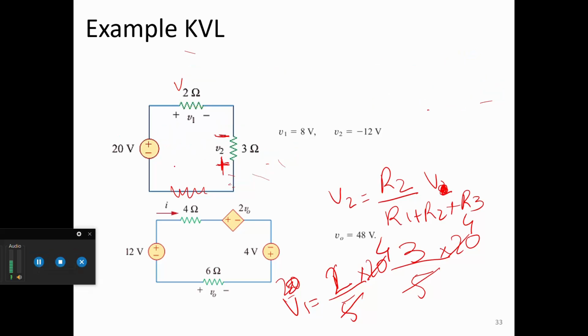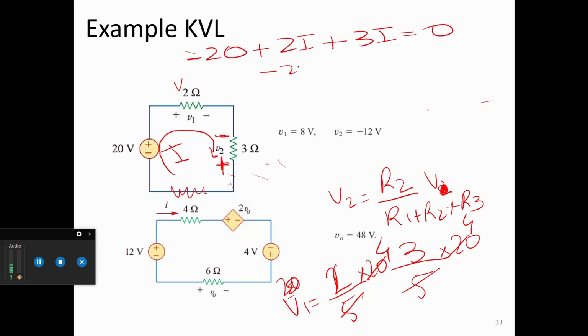And let's say we apply the KVL formula. We assume a current I. We can write this like, solve for I, 20 minus 20 plus 2I plus 3I equal to 0. So this again becomes the same formula, minus 20 is equal to minus 5I, and I cancels I, 5, it becomes 5, 4 is 20, I becomes 4.